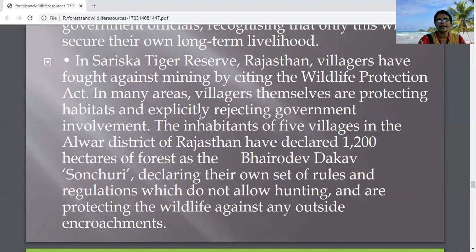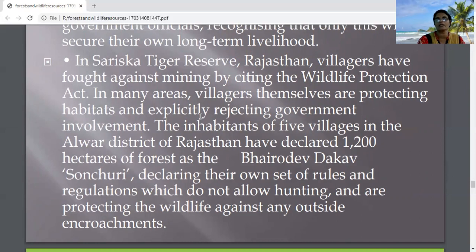For example, the inhabitants of five villages in the Alwar district of Rajasthan, which is a district of which state? Rajasthan, have declared 1,200 hectares of forest as the Bhairodev Dekhav Sanctuary. What is the name of the sanctuary? Bhairodev Dekhav Sanctuary. How many villages took the responsibility of protecting it? Five villages. Five villages of which state? Rajasthan. Five villages in the Alwar district of Rajasthan declared Bhairodev Dekhav Sanctuary, declaring their own set of rules.